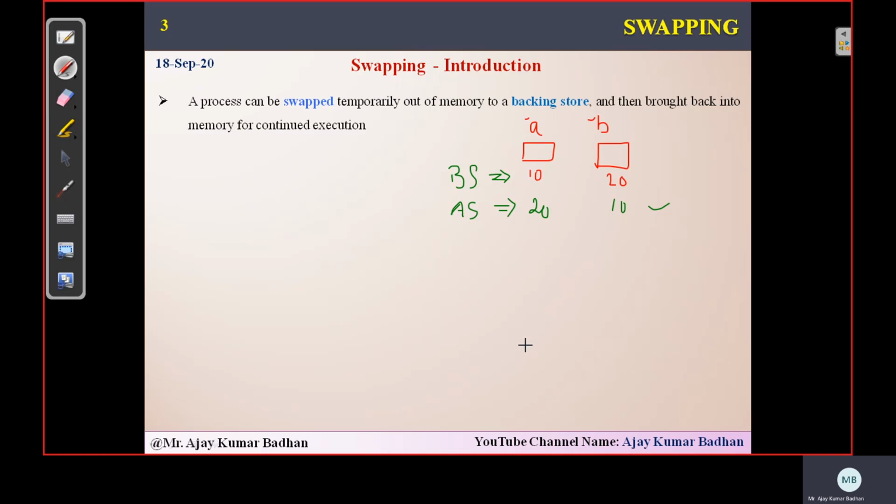Here I said that swapping is between two different variables, but where the operating system uses it is not between variables. Here we have two different things. One is your memory, which is nothing but your RAM. And apart from that, we have one more thing called the backing store. This is what we call the backing store.